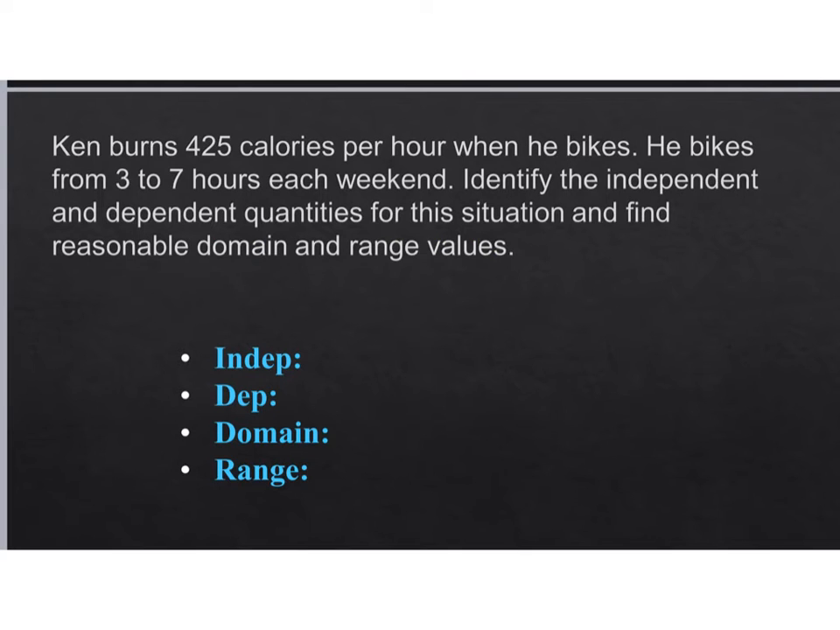Likewise, for our next example, it says Ken burns 425 calories per hour when he bikes. He bikes from 3 to 7 hours each weekend. We have to look for our independent and dependent quantities, and then we're going to find the reasonable domain and range. So calories burned depends on his time. So calories burned depends on the hours that are biked.